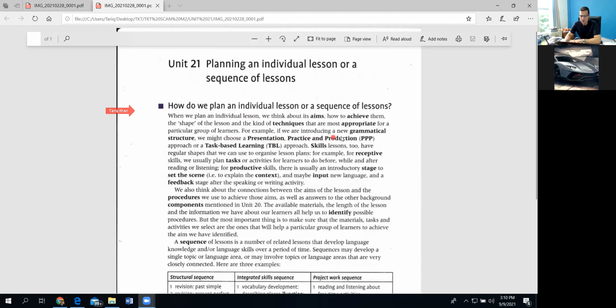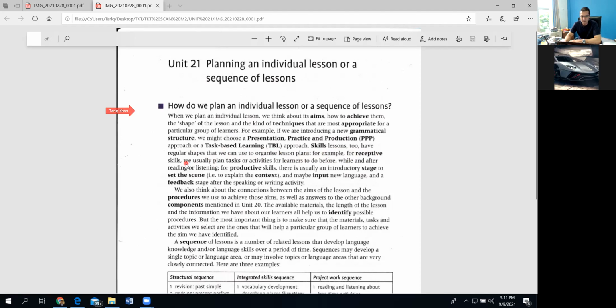For example, if we are introducing a new grammatical structure, we might choose a presentation, practice, and production, PPP approach. Remind yourself of the approaches which we discussed in module 1. The main one was the PPP approach, and the other one is TBL, task-based learning approach. Skills lessons have regular shapes that we can use to organize lesson plans. For example, skill-based reading, writing, listening, and speaking.